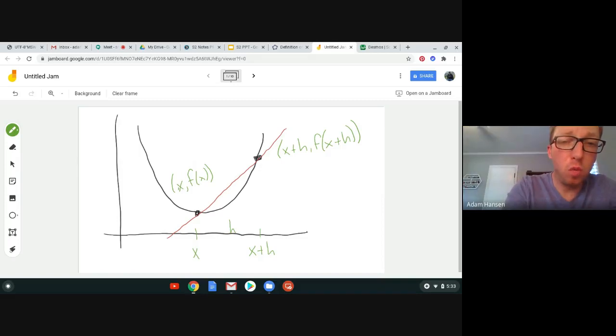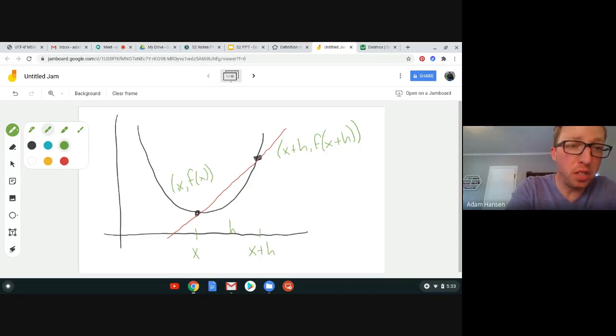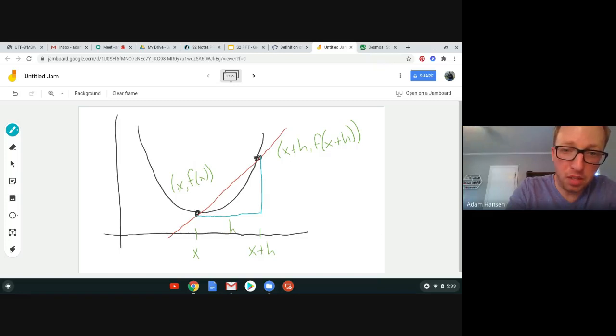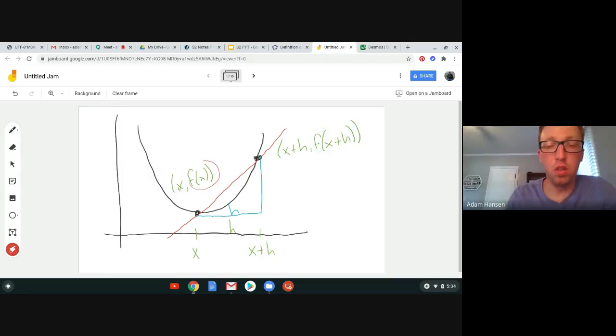Now for our slope, we're talking about change in y over change in x. So what's the total distance horizontally and vertically? Well, the total distance horizontally would just be this h. How far is it from point x to point x plus h? That would be a horizontal distance of h. x plus h minus x. The vertical distance will be the difference between those two outputs, the two y coordinates, f of x plus h and f of x.